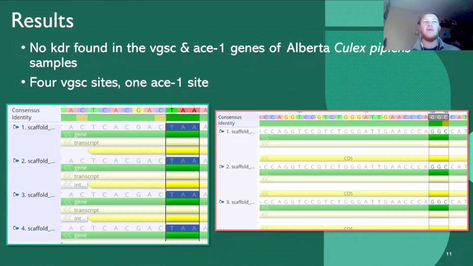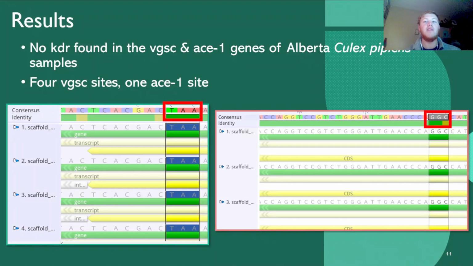These are the results that we found, where no knockdown resistance was present in the voltage-gated sodium channel gene or the ACE1 genes of Alberta Culex pipiens samples. Here on the left, we have the reverse complement of one of the VGSC mutation sites, where a TTT phenylalanine codon indicates resistance and a TTA leucine codon represents susceptibility. We see here that the leucine amino acid is present instead of the phenylalanine, indicating susceptibility.